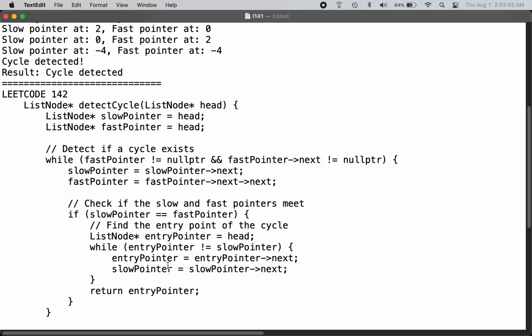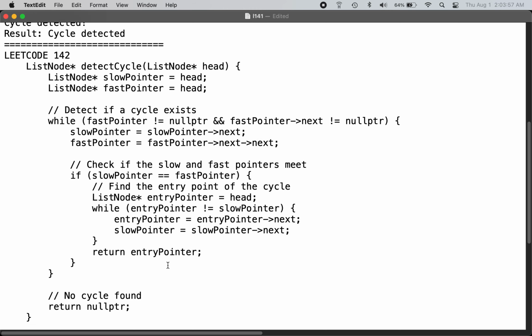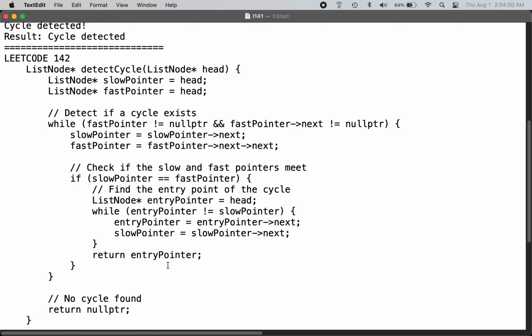For 142 it is exactly similar, but there is a slight variation. You need to tell where the cycle starts, so that's the key. It's exactly the same pattern until the point where they meet. Now you basically start an entry pointer at the head and then move until the entry pointer equals the slow pointer.